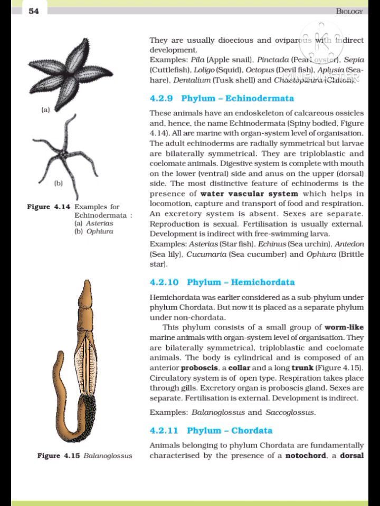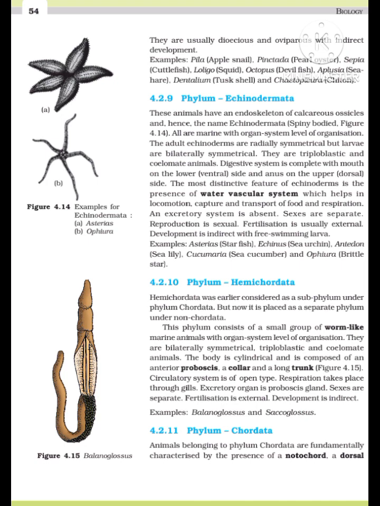4.2.10 Phylum Hemichordata. Proboscis, collar, trunk. Hemichordata was earlier considered as a subphylum under phylum Chordata, but now it is placed as a separate phylum under Nonchordata. Hemichordates have a rudimentary structure in the collar region called stomochord, a structure similar to notochord. This phylum consists of a small group of worm-like marine animals with organ system level of organization. They are bilaterally symmetrical, triploblastic, and coelomate animals. The body is cylindrical and is composed of an anterior proboscis, a collar, and a long trunk.